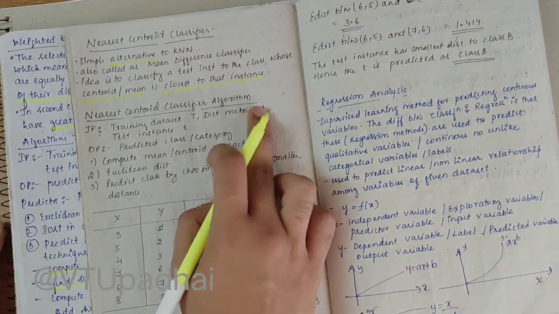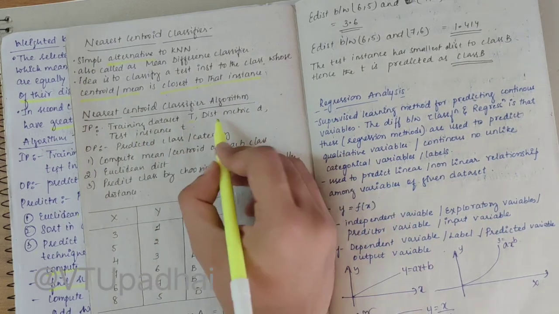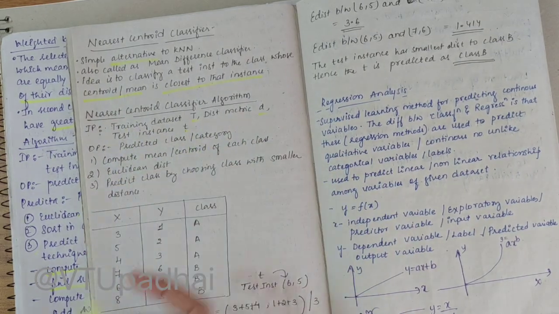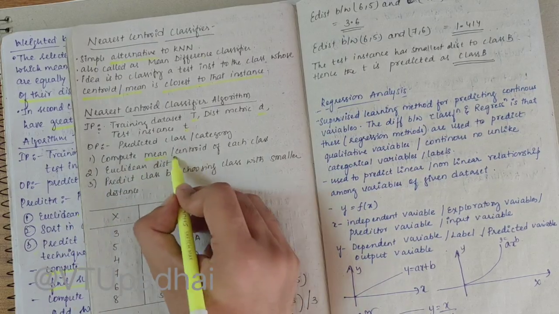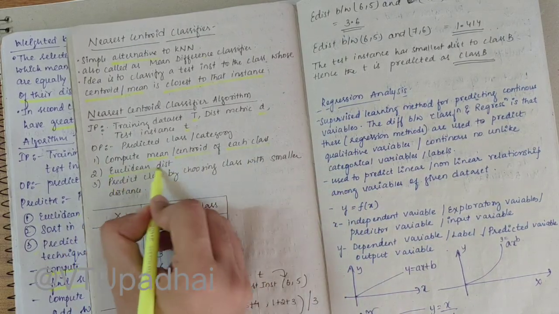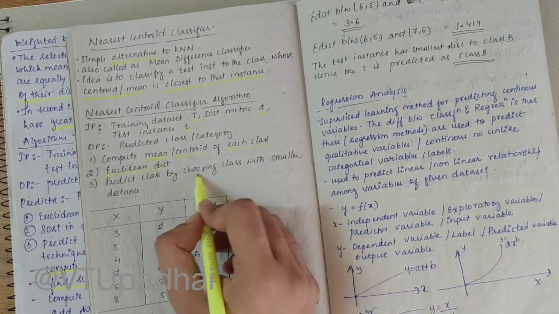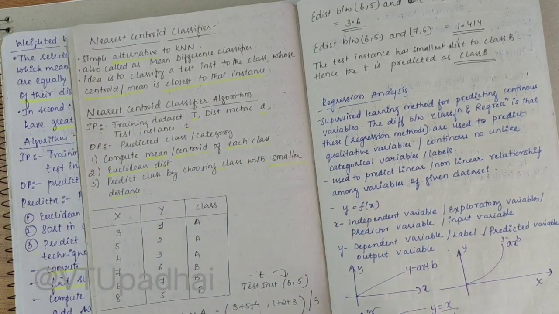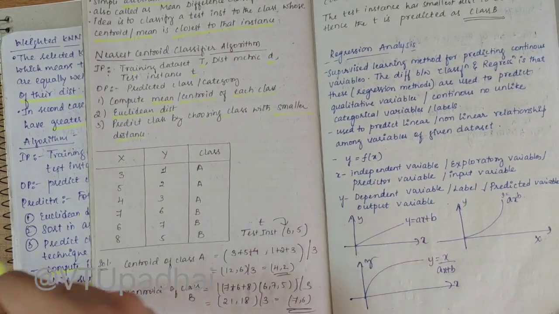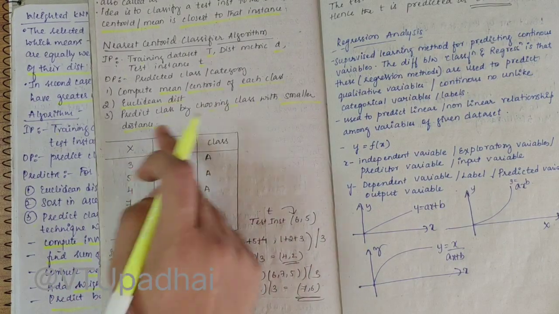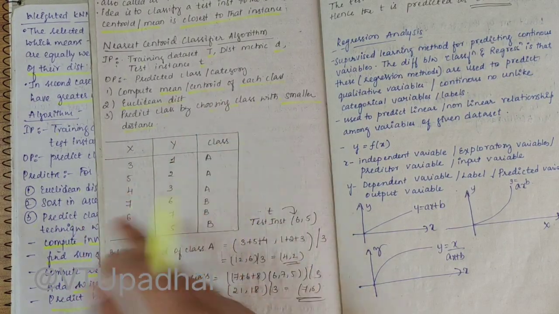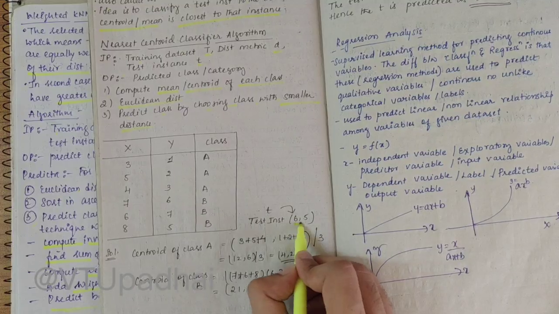So the algorithm takes the training data set T, distance matrix D, and the test instance small t. Output is to predict the class or category. Firstly we compute the mean or centroid of each class, then we calculate the Euclidean distance, and then we predict by choosing the class with smaller distance. It is similar to the previous algorithms we have solved, but here the centroid needs to be considered. So here I have x, y and class. I need to determine class A or B. The test instance given here is 6, 5.